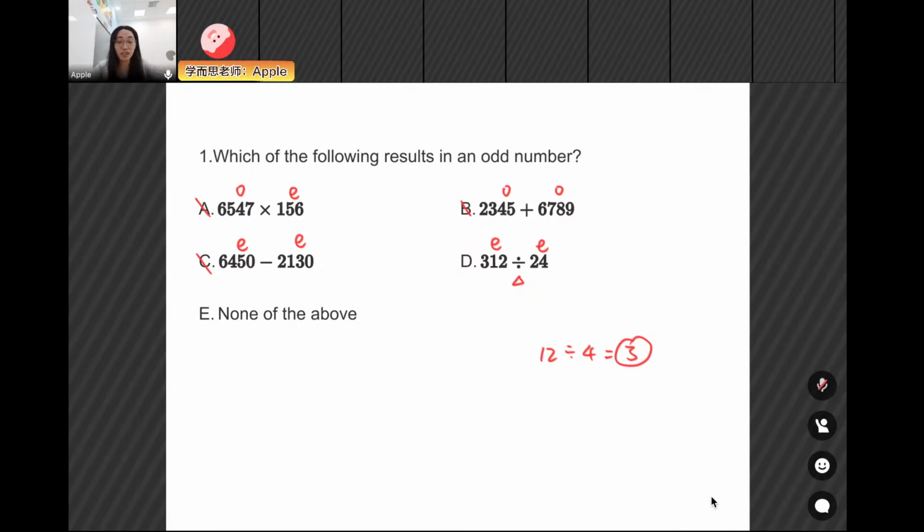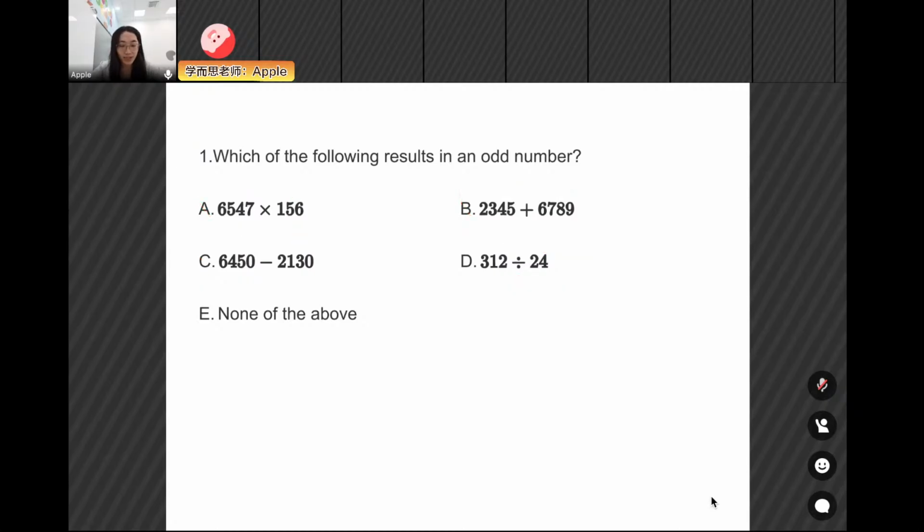So when it comes to division, you need to double check. Everyone can just calculate what is 312 divided by 24. The answer is 30. So that is why for the first question, we choose D, okay?